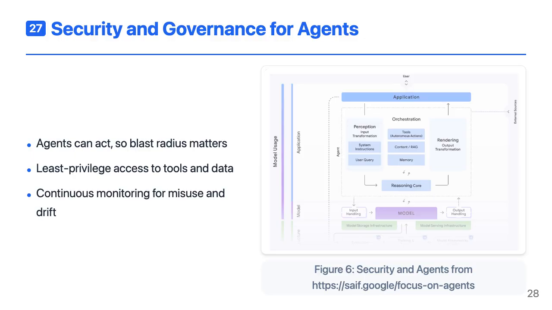Because agents can take actions, not just answer questions, security is critical. You need to think in terms of blast radius. What's the worst thing this agent could do if it misbehaves or is misused? Tools and data access should follow least privilege principles, with fine-grained permissions and strong authentication. You also need continuous monitoring to detect unusual behavior, policy violations, or model drift. Security for agents is not an afterthought. It's a core part of the design.